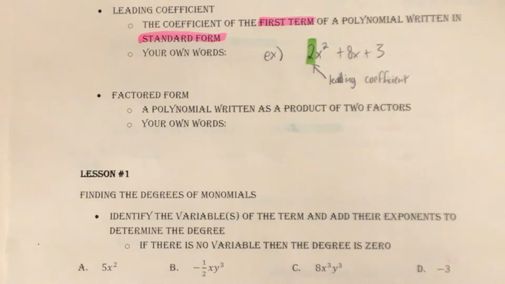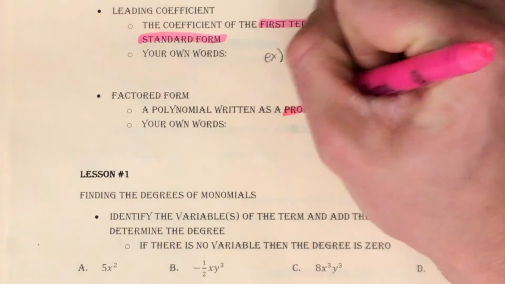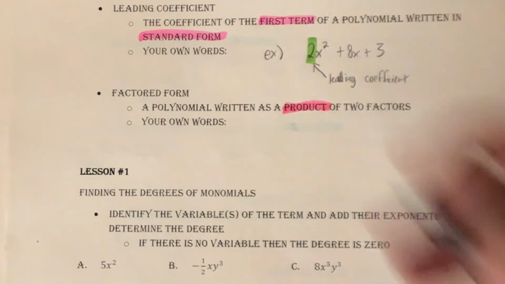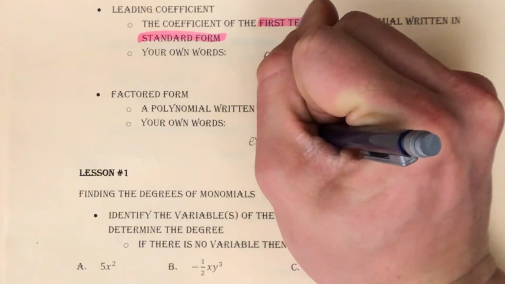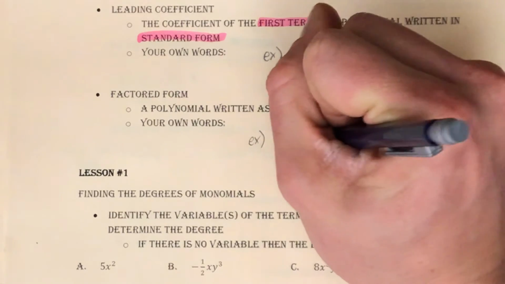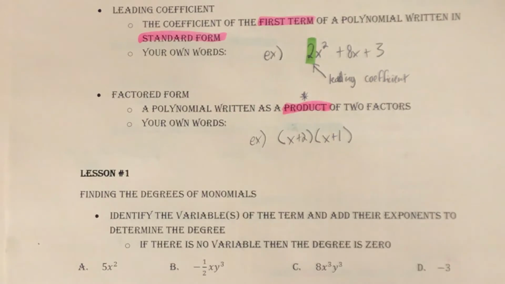And then our last term that we're going to talk about is what's called factored form. Factored form is a polynomial written as a product of two factors. Again, product means multiplication. We've talked about that a whole bunch to this point. An example of a factored form of a polynomial might be something like x plus 2 in parentheses, and then parentheses again, x plus 1. Now again, we're going to go over how to do all of these things and how we arrive at them, but we just want to make sure that we have an idea of what we're even looking at and the terms that go along with that.